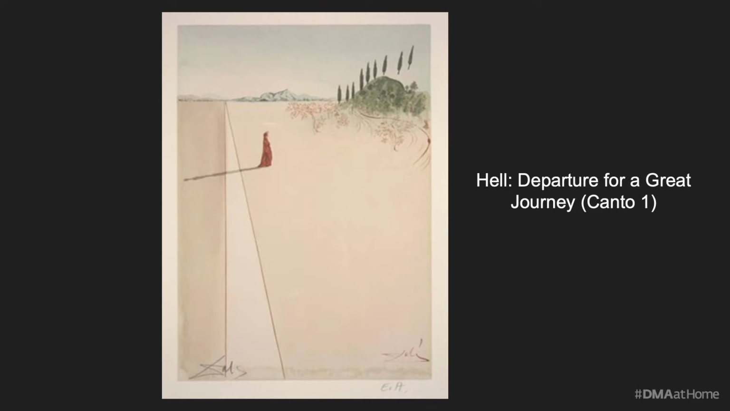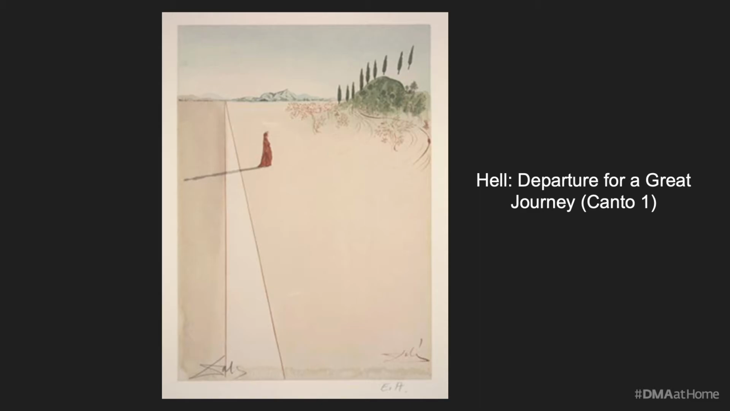As you can see, Dali interprets the scene quite differently. He places little visual emphasis on the forest, which he represents in the corner. The wild beasts described in Dante's account are absent. Instead, Dali draws his attention to the path that Virgil and Dante take.